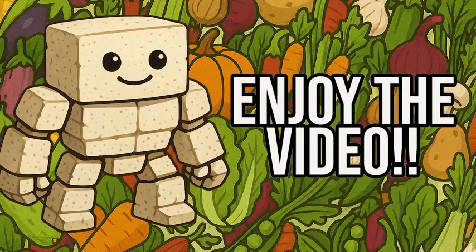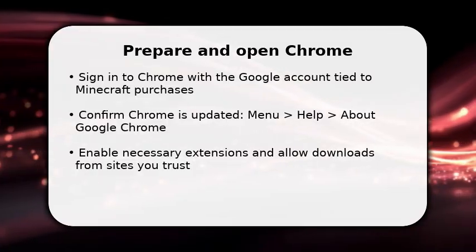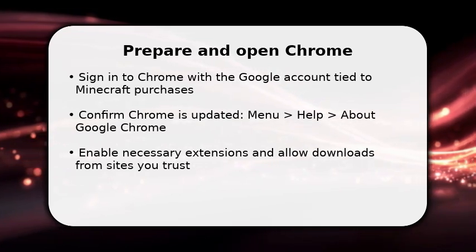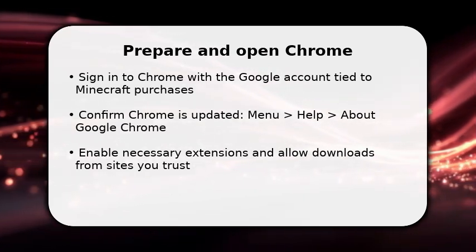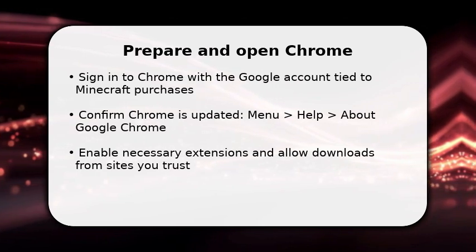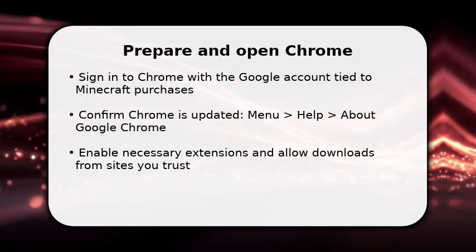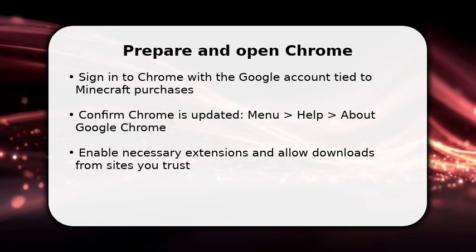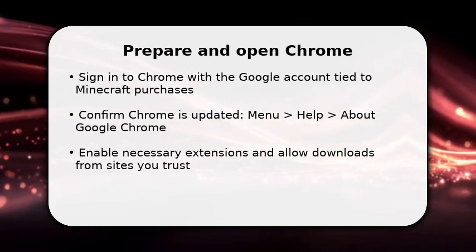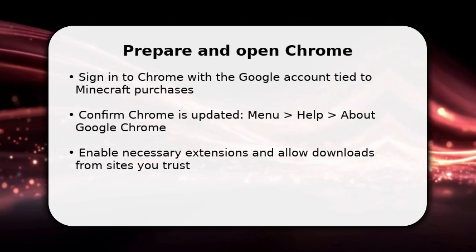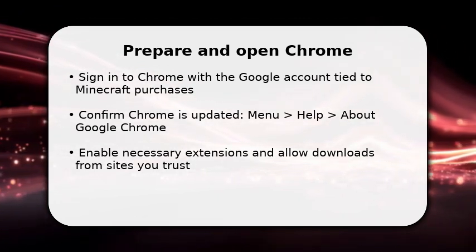You start by confirming prerequisites and opening Chrome so you can update Minecraft from the browser. First, sign into the Google account that owns the game. This ensures license access. Once done, make sure Chrome itself is updated via menu, Help, About Google Chrome, so downloads and web installers run correctly.